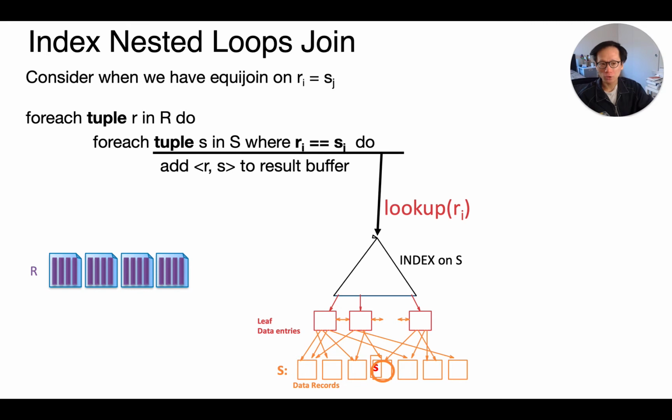So for every tuple r, we take its join value r sub i, and we do a lookup in the index on S sub j to find the matches. There may be many matches per tuple of R, so it is still a nested loop to form the pairs of R and S that match and add the result to the buffer.